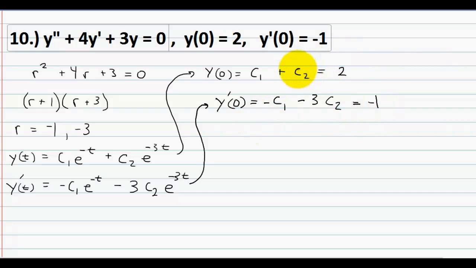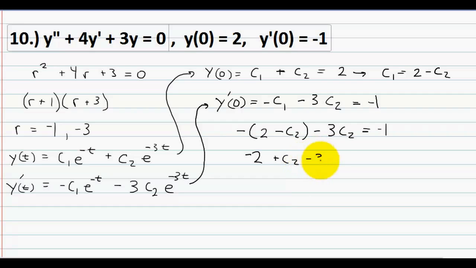Okay, so now this one's going to be equal to negative 1. And so for this one, I'm just going to make c1 in terms of c2. So this is going to be c1 is equal to 2 minus c2. And then I'm going to use this to plug it in for c1 here. When I do that, I'm going to get negative, so that's going to be 2 minus c2 minus 3c2 is equal to negative 1. So when I factor in this negative, I'm going to get negative 2 plus c2 minus 3c2 is equal to negative 1. I'm going to add 2 to this side and add 2 to this side, and I'm going to add the c2 to the 3c2, so I'm going to get negative 2 c2 is equal to plus 1, so c2 is then going to be equal to negative 1/2.